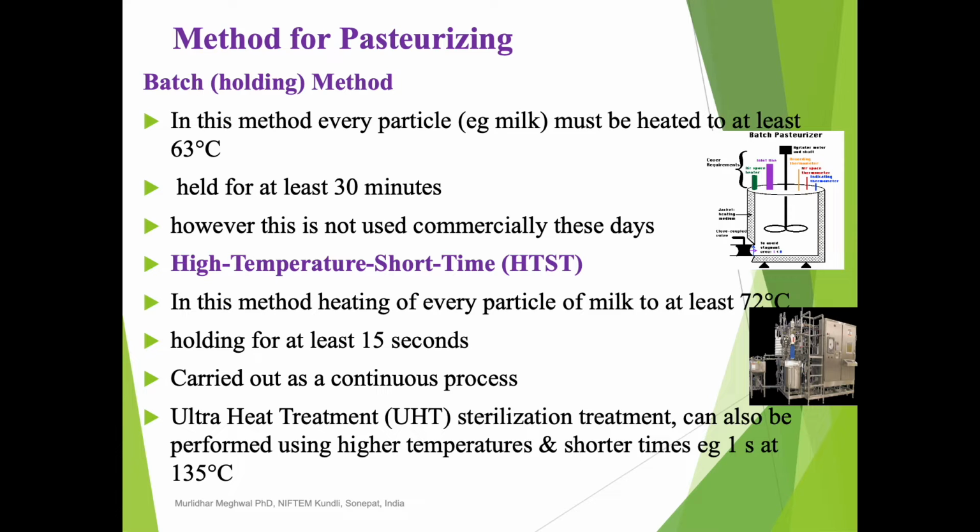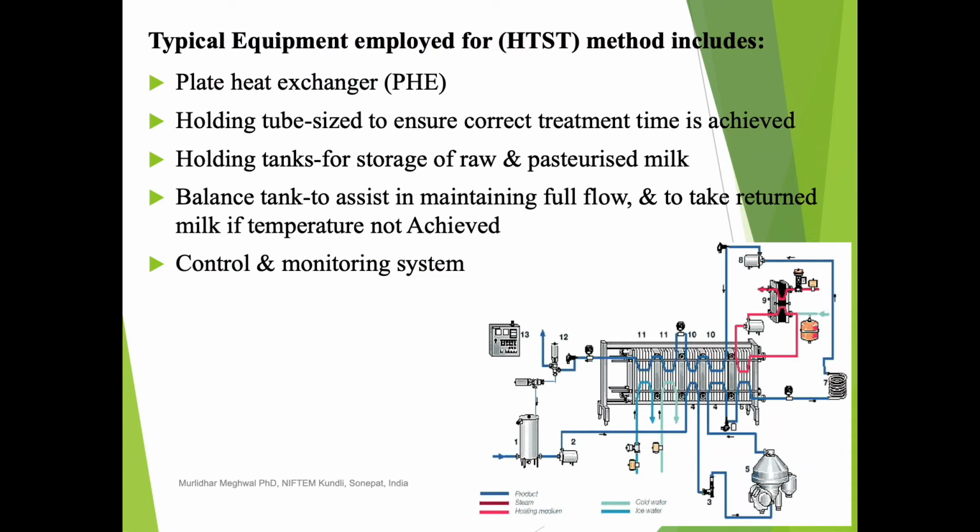Then comes the high temperature short time, HTST, process. In this method, every particle of milk is heated to at least 72 degrees Celsius and held for at least 15 seconds. It is carried out as a continuous process. Then ultra heat treatment, UHT sterilization treatment, can also be performed using high temperature and short time, like 1 second at 135 degrees Celsius.